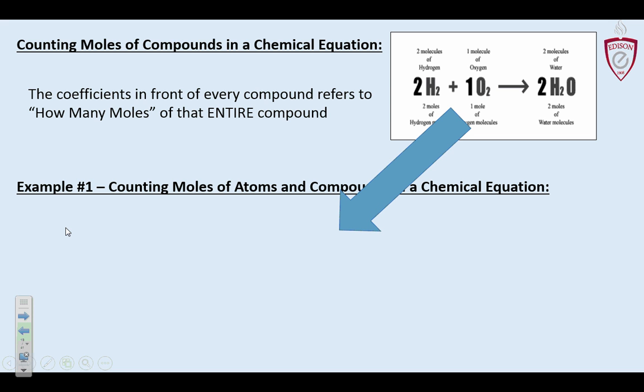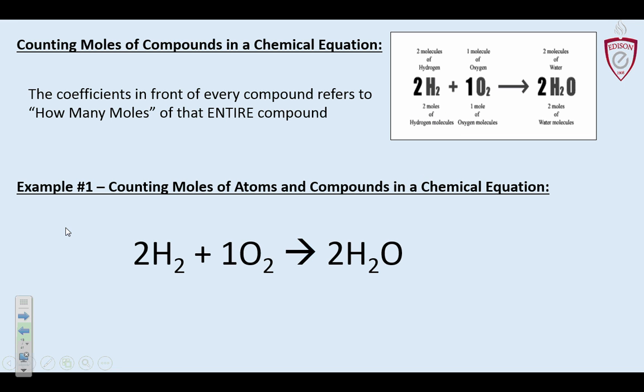All right. So let's use this equation as our first equation: 2H2 plus 1O2 makes 2H2O. Let's dissect this a little bit and interpret it. The 2 in front of that H2 means that there are 2 moles of hydrogen, diatomic hydrogen molecules. So there's 2 H2s. 2 moles of H2.